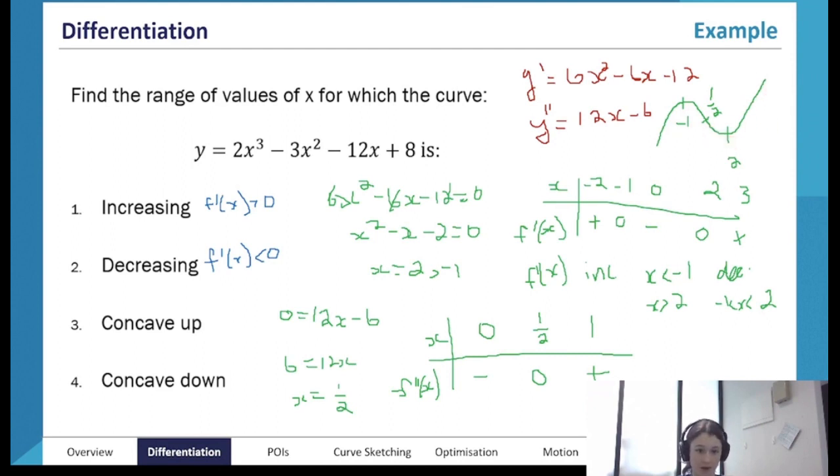So our answer as we write it is going to be that our curve is concave up when x is greater than a half, and it's going to be concave down when x is less than a half. And again, we're using strict inequality signs, because at a half, the curve isn't concave up or concave down. It isn't either one of them. So we have to use our strict inequality. Okay. Now, that was the end of that question there.